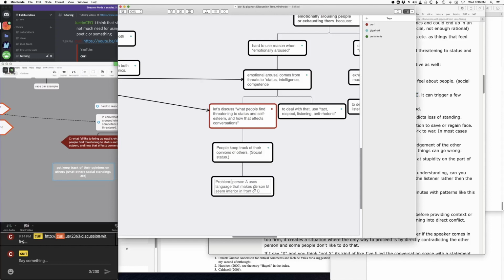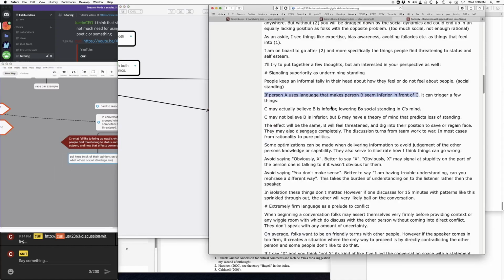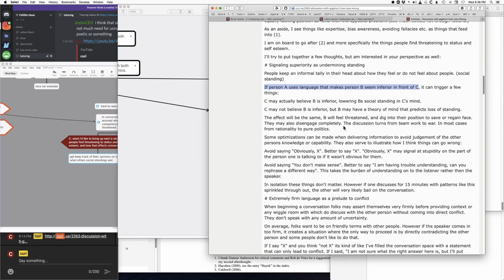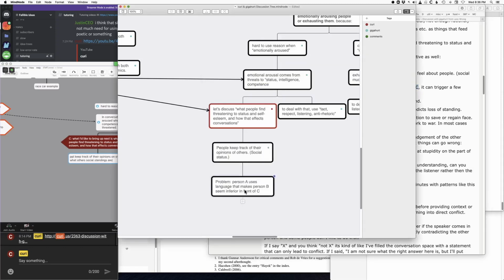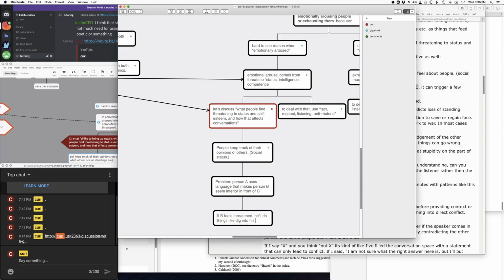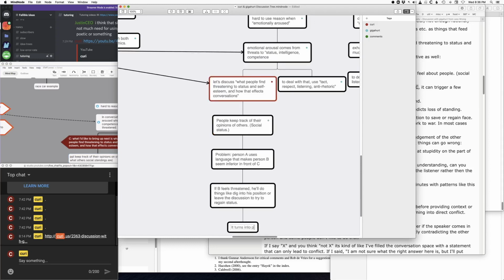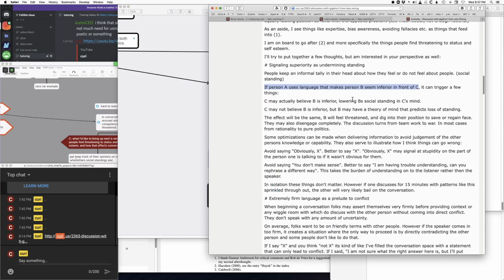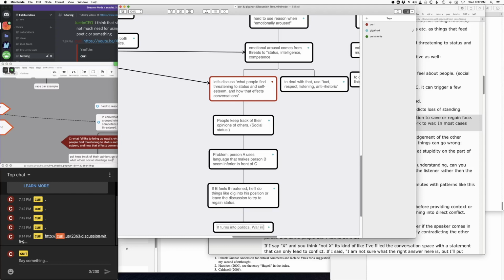Problem: person A uses language that makes person B seem inferior in front of C. I think I'm going to leave out the details because I think that we don't need them. If B feels threatened, he'll do things like dig into his position or leave the discussion to try to regain status. It turns into politics. These are not organized yet, by the way. I'm just writing them down before I place them. It turns into politics, war instead of teamwork.